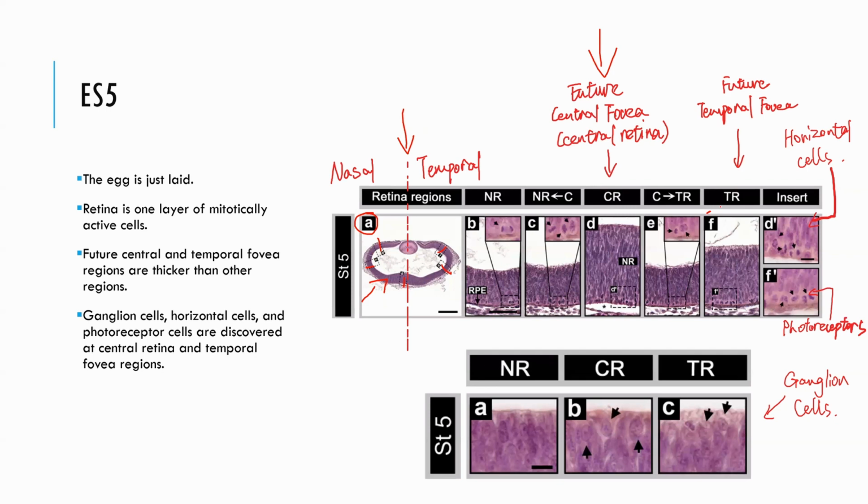As you can see, these two regions are obviously thicker than other areas of the retina. And although no obvious lamination is observed in stage 5, many neural cells have been discovered, especially at the regions of central fovea, central retina, and temporal fovea regions. These cells are ganglion cells, horizontal cells, and photoreceptor cells.